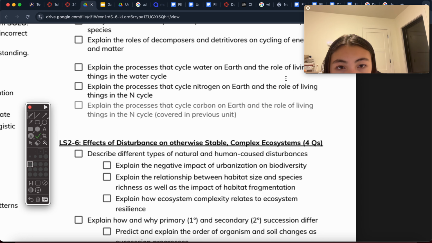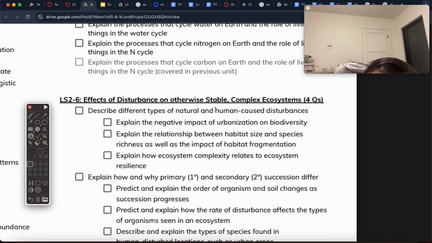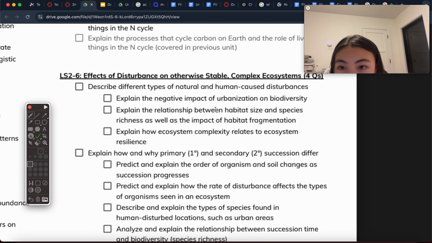Oh, is this like nitrogen? No, that's like the same question. It's fine. One's nitrogen, one's carbon. It's fine. Oh, last unit already.